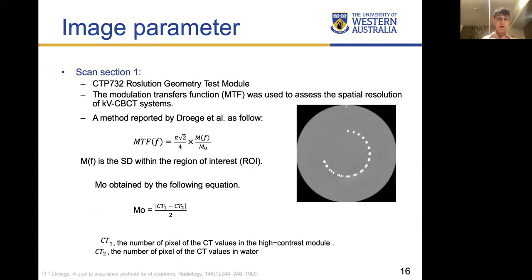For the spatial resolution test, the modulation transfer function was used to assess the spatial resolution of the CBCT system, a method reported by Droege et al. By following the equation, the MF refers to the region of interest on the line pairs. The MO is obtained by the following equation. The absolute difference between CT1 and CT2 refers to the CT values in the high contrast module, and CT2 in the water.